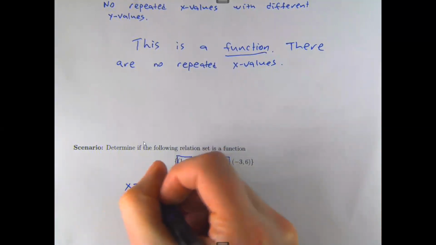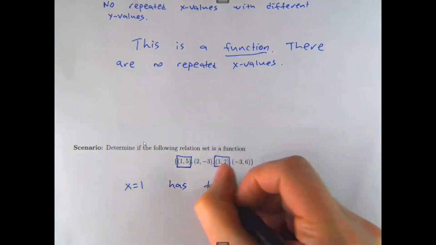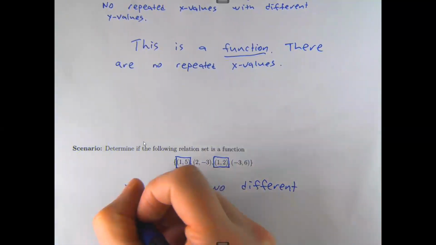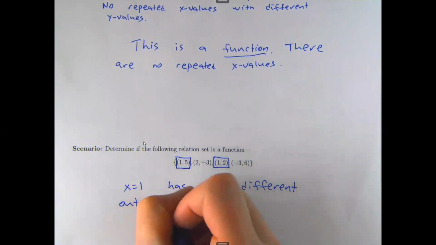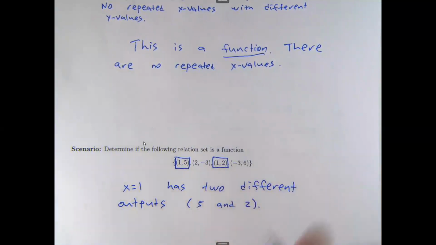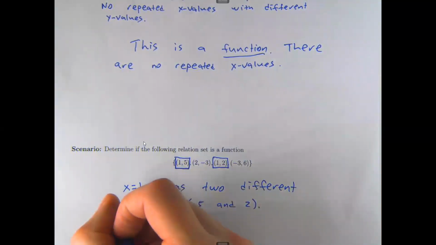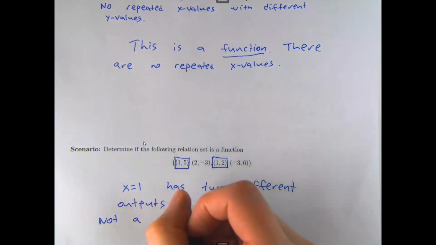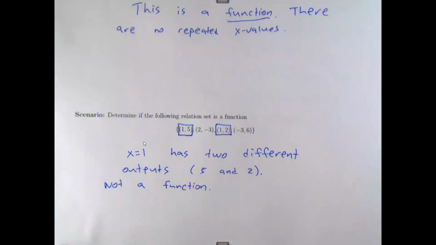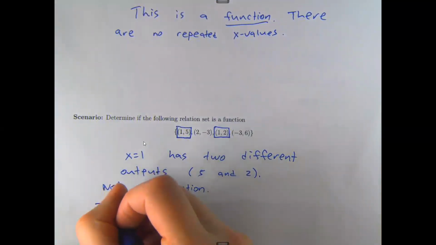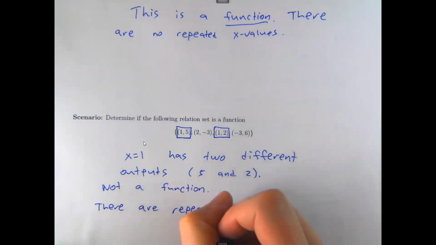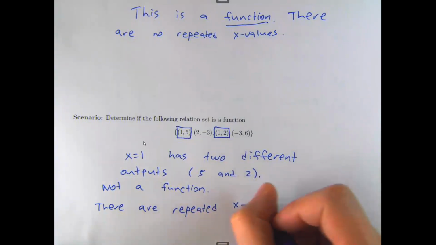So x equals 1 has two different outputs. It has an output of 5, and it has an output of 2. So I would say this is not a function. The reason why I'm saying this thing is not a function is there are repeated x values.